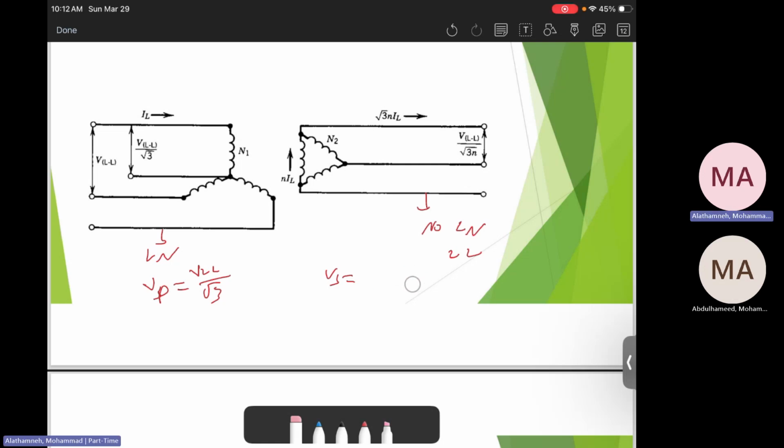The secondary is the same as line to line in the secondary. So in other words, it will be V line to line divided by square root of 3 divided by N. Let me do it again: this one is V primary divided by N, which is V line to line divided by square root of 3 divided by N, which is V line to line divided by root of 3 times N.